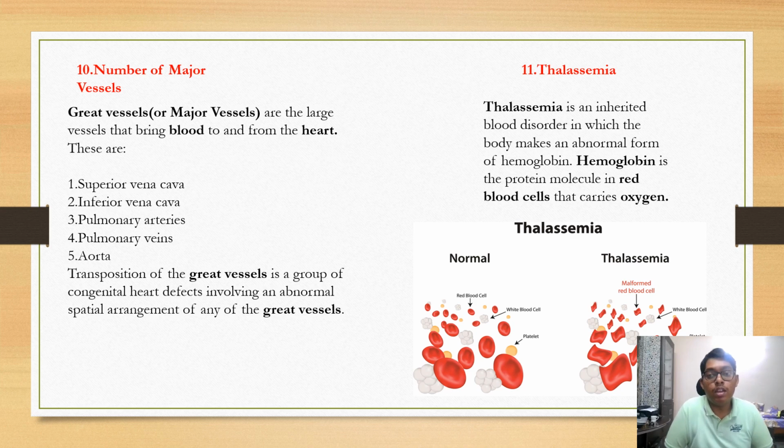Next one is thalassemia. Thalassemia is an inherited blood disorder in which the body makes an abnormal form of hemoglobin. Hemoglobin is a protein in the red blood cells that carries oxygen. As you can see, the blood cells are in the circle. Where thalassemia occurs, malformed red blood cells will be shaped.